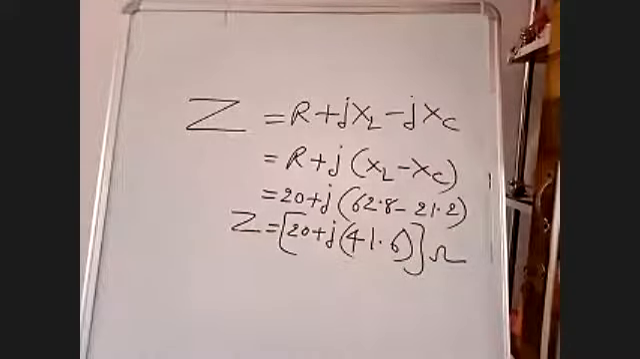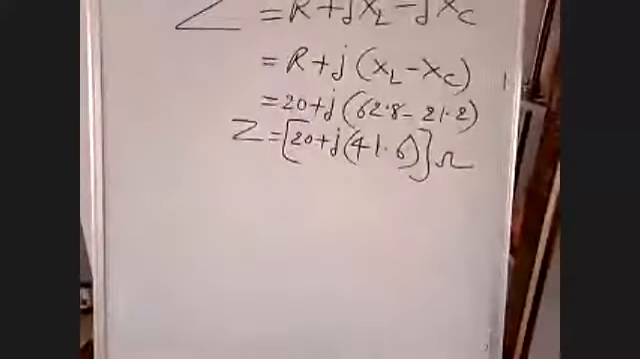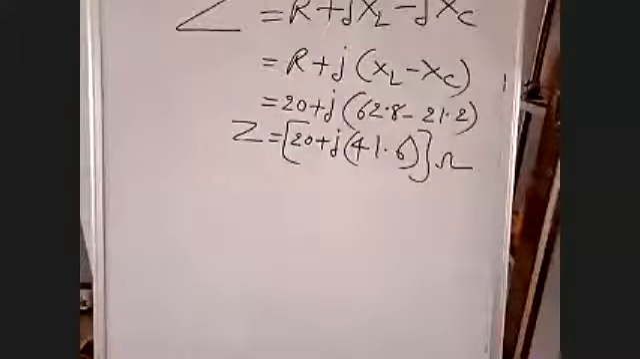This is the impedance. Convert this to polar form. In the exam, sometimes they will ask to determine the impedance in polar. This is in Cartesian form, A plus JB. Now convert it to polar form.